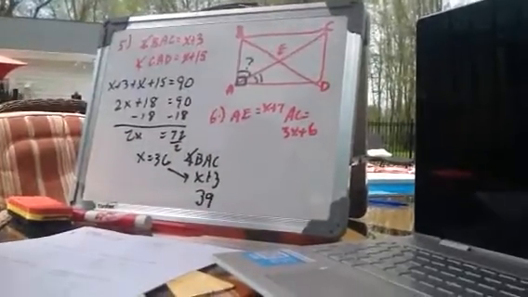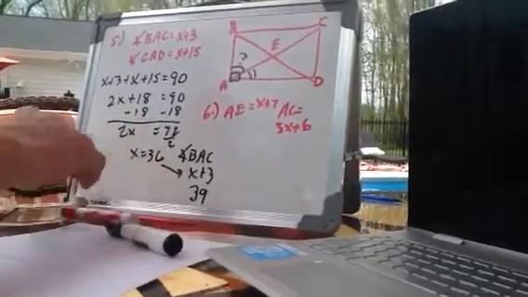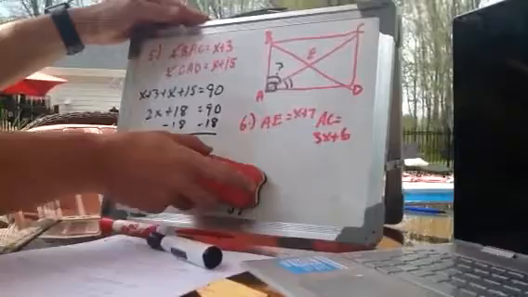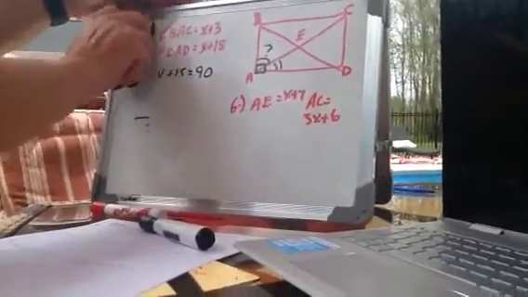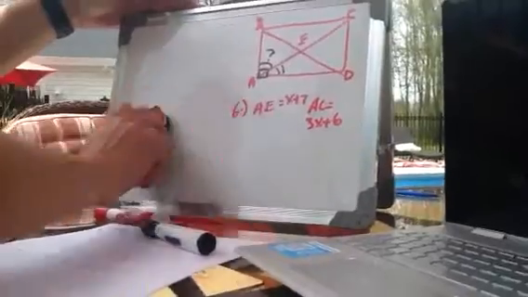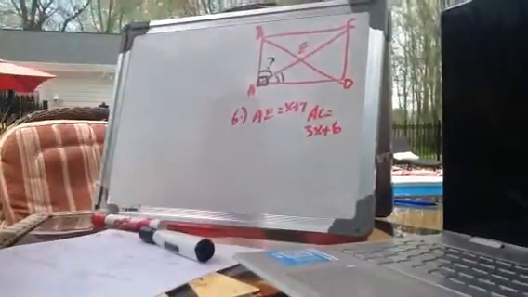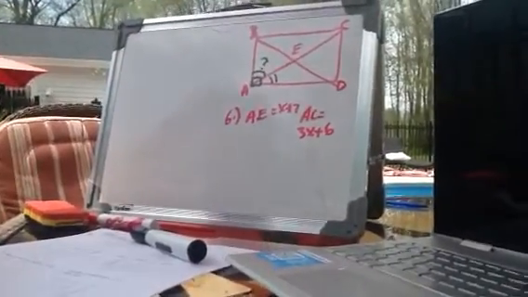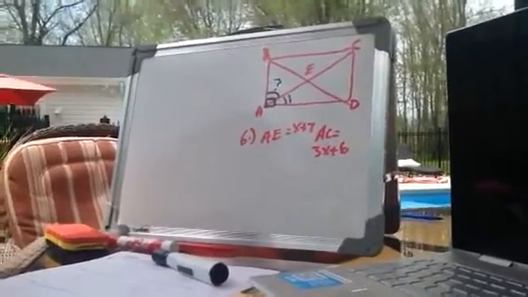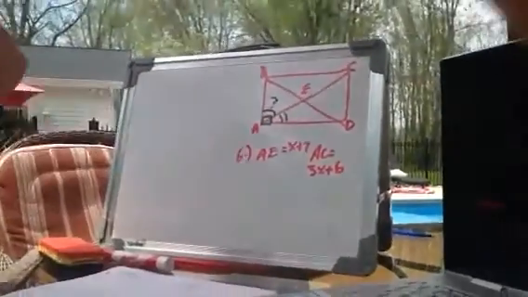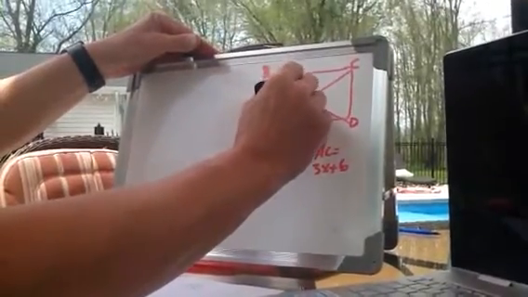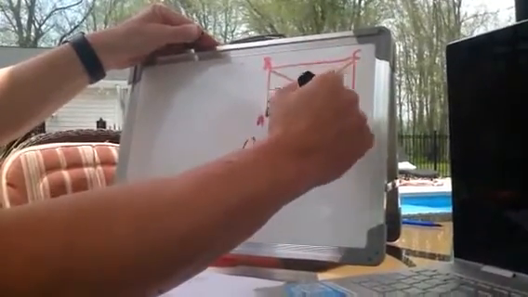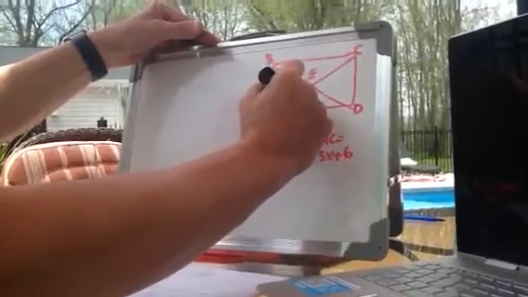Okay? So hit pause, hit rewind if you need to see any of my steps that I did. Okay? Number 6. AE is x plus 7. AC. Okay, tough one. All right, so look what they're doing to us. Here they're telling us from here to here is x plus 7. Okay, but from here, they want to know this entire thing.